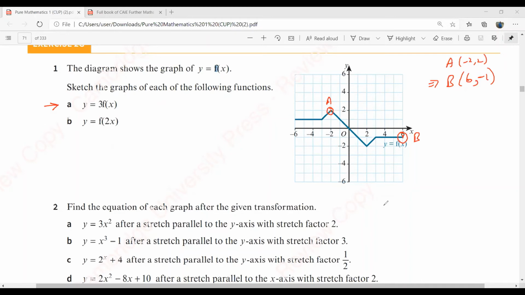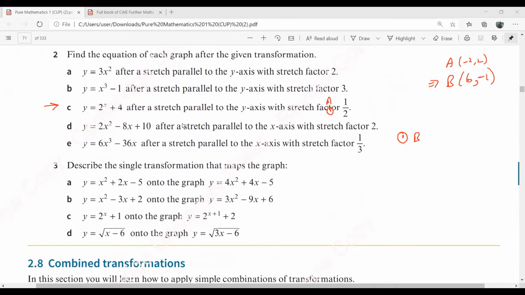Now I'm going to move on to the second question, guys. Your list, your names, your attendance, the participants are right here with me. Who is after Anusha Makbul? Yes, we have Anusha Amir. Anusha Amir, I'm going to read out the second question for you. It says, find the equation of each graph after the given transformation. It is asking you for the equation of the image. So 2 part A: Anusha Amir, what would be the equation after a stretch parallel to the y-axis with a stretch factor 2?